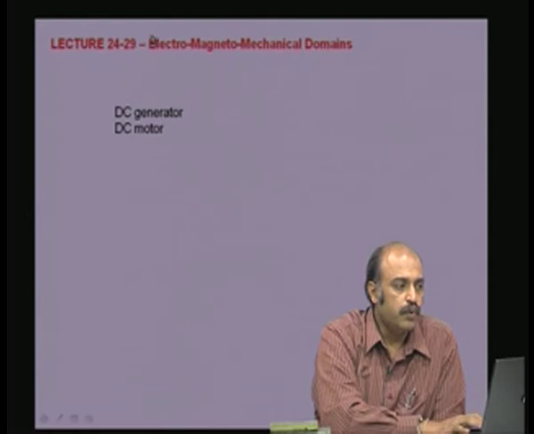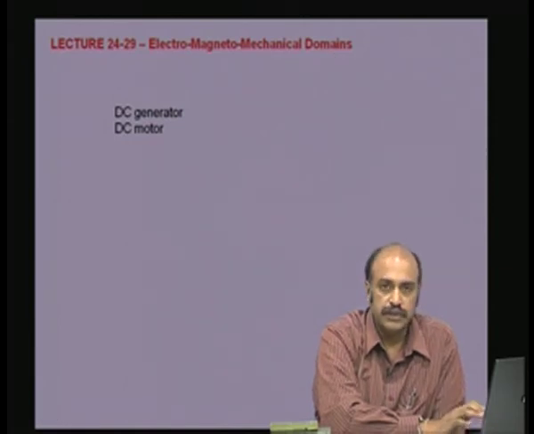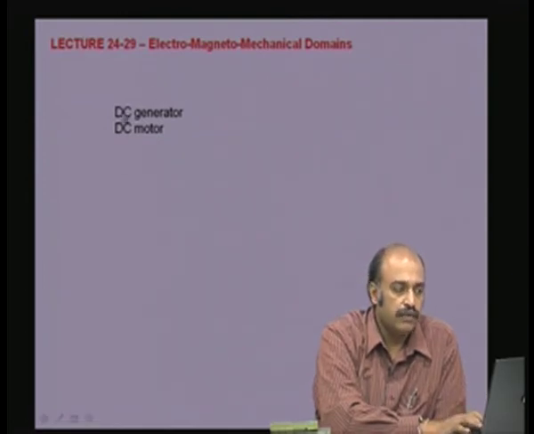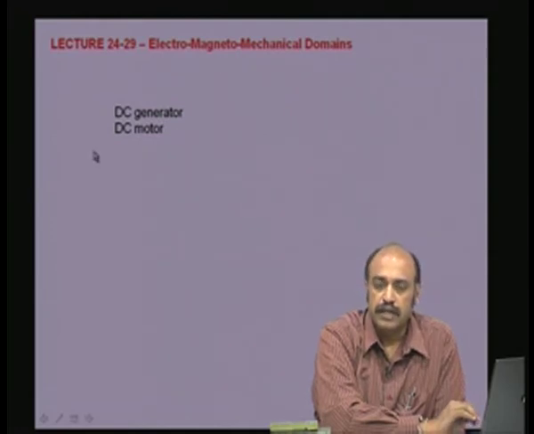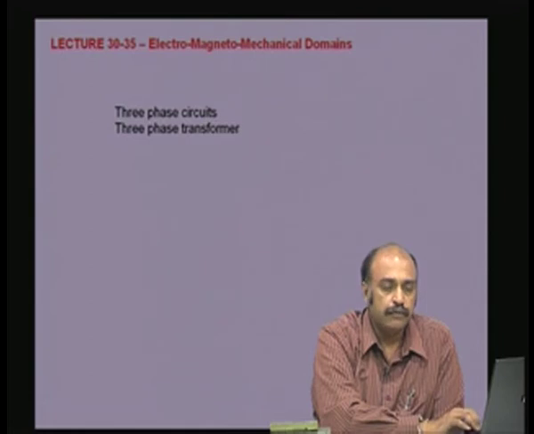Lecture 24 to 29, that is 24, 25, 26, 27, 28, 29, you have the electromagneto-mechanical domains. You see, we are now entering the third part of the course pattern, which is the machines. So, here, that is 24 to 29, we shall discuss the DC generator and the DC motor. They are basic to the understanding of all the machines.